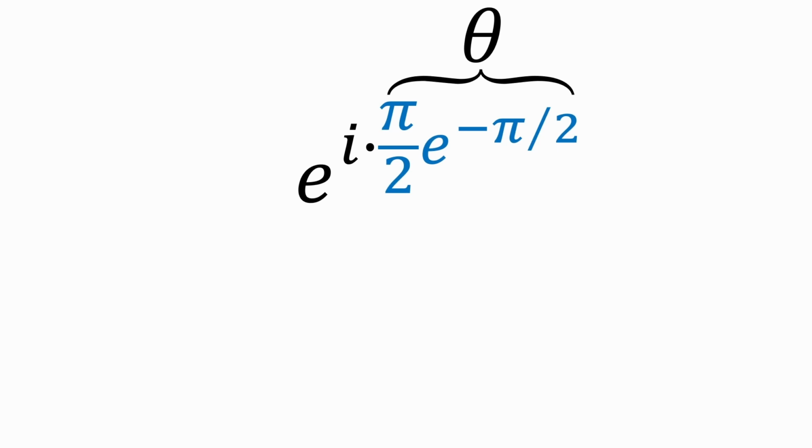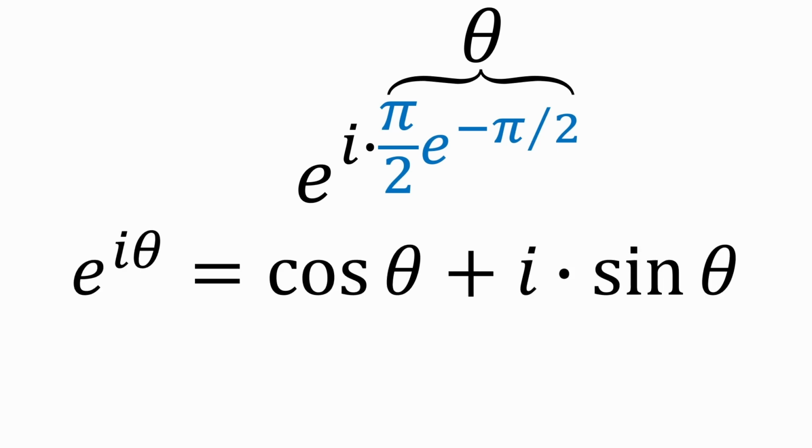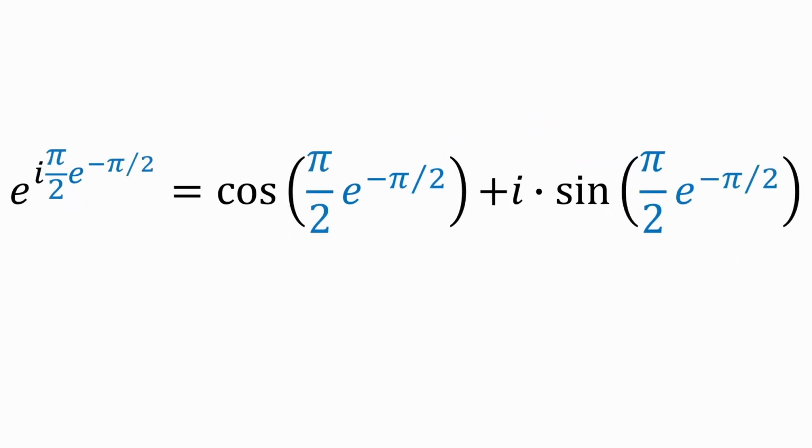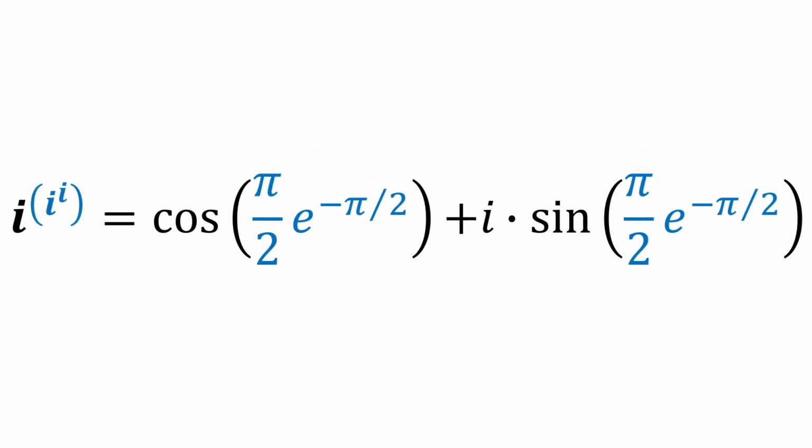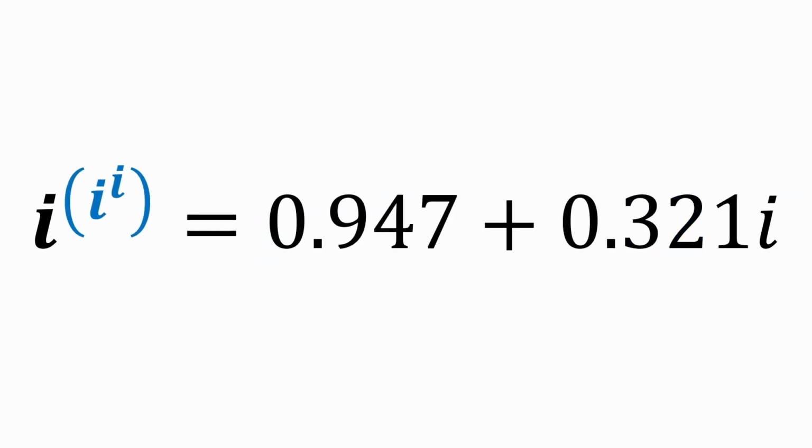Here's Euler's formula once again, and now I'll replace theta with the blue stuff, namely pi over 2 times e to the -pi over 2. And this is an exact expression for i to the i to the i. Pretty awesome. Now, we can calculate this to get a numerical expression in a plus bi form. That comes out to approximately 0.947 plus 0.321i. You can easily verify this on your calculator. That's pretty remarkable if you think about it. An expression purely in terms of i is somehow able to spawn a real component.